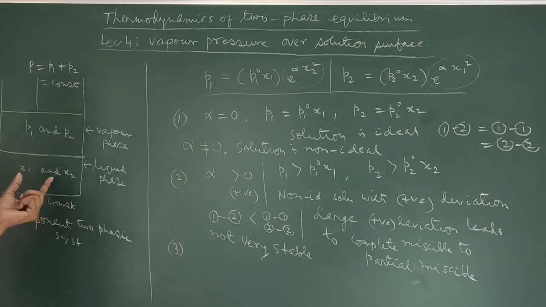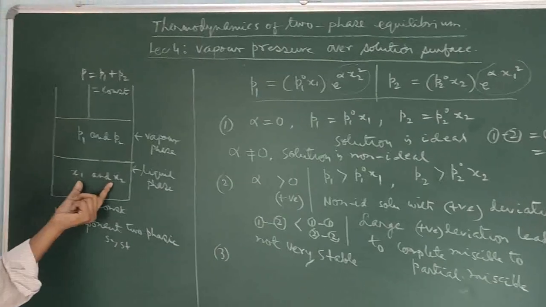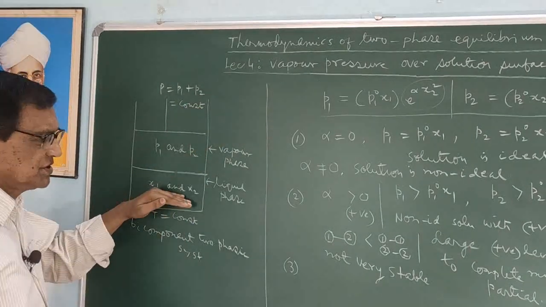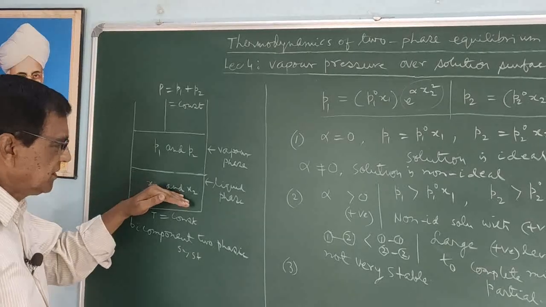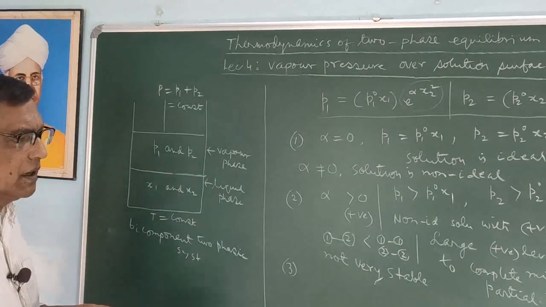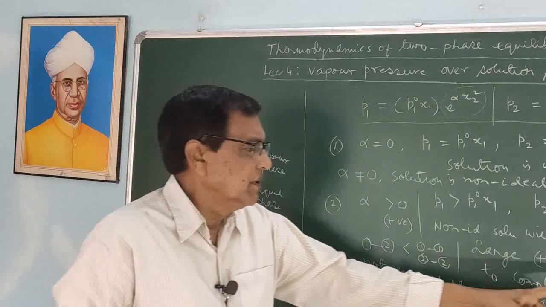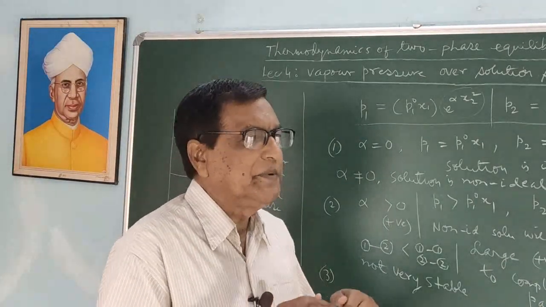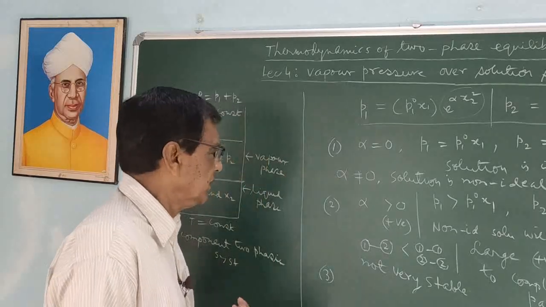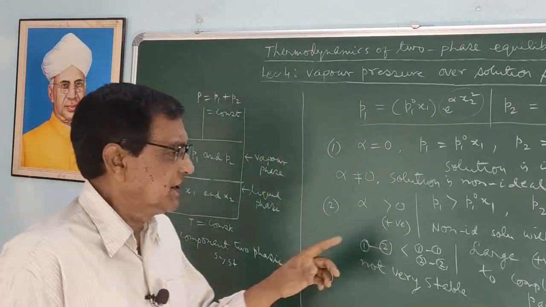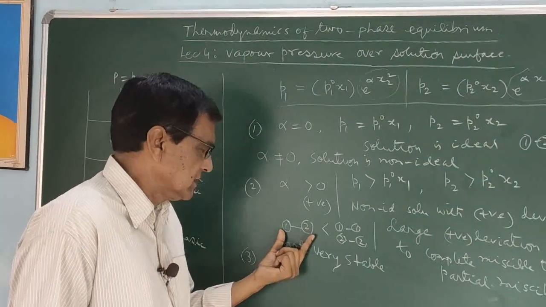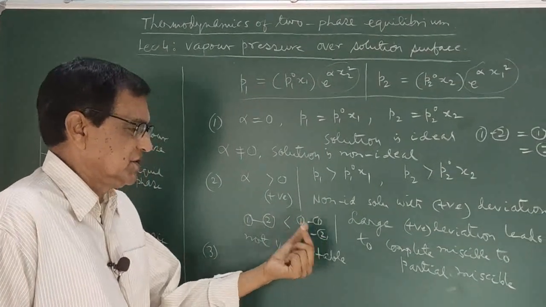So suppose this is a completely miscible mixture of these two liquids. If we add one component to these solutions, then the solution may go from completely miscible to partially miscible. That means one liquid, one component, may be thrown out of the solution if there is a large positive deviation, if this one is much less than these two.